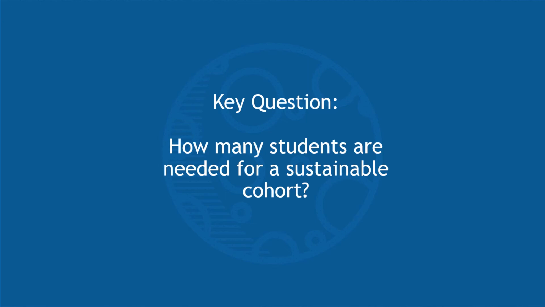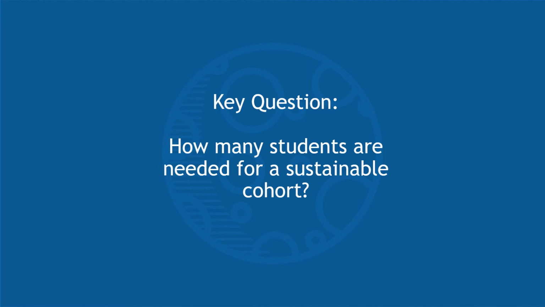So this leads us to the key question that we want to ask in enrollment health, which is how many students are needed for a sustainable cohort? 4 is clearly too small because, even if they were all at the same level of progress in the pathway, which they wouldn't be, in most cases you would have a class that would get canceled if you were offering it strictly for that program of study as a degree requirement.